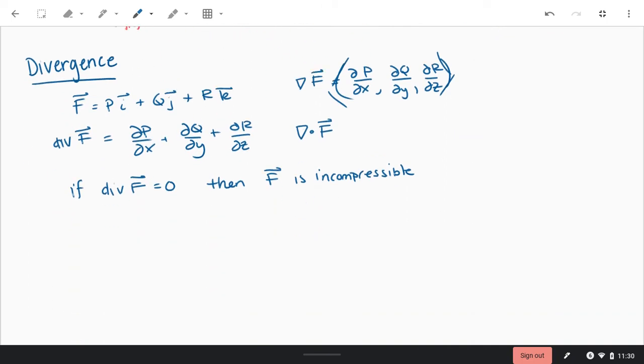A couple properties here before we get too far. The divergence of the curl of F is 0. There is a proof for that in your book. It's kind of an interesting property. If we do the divergence of the gradient of f, then we get del dotted with del f, like that. It's like a second derivative.